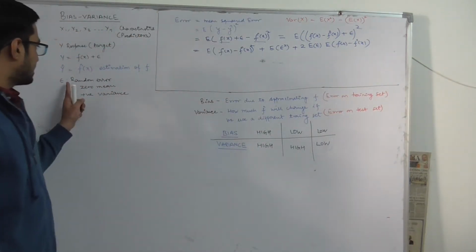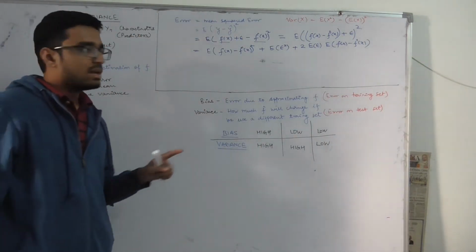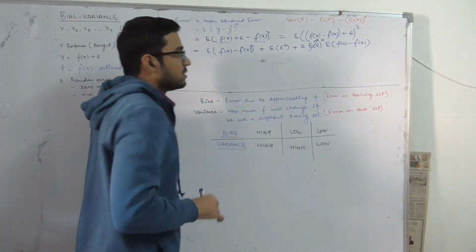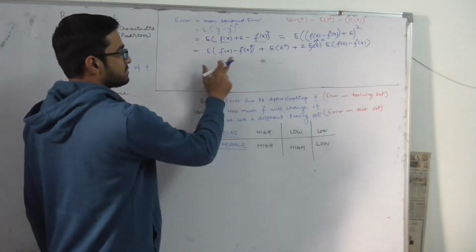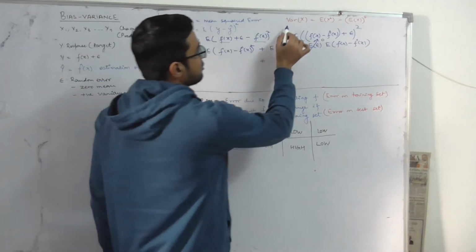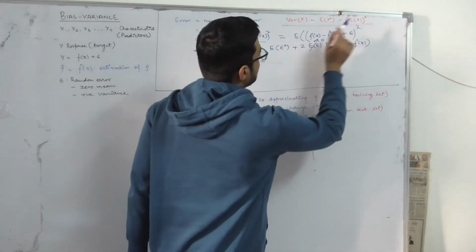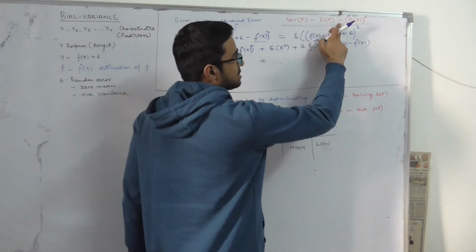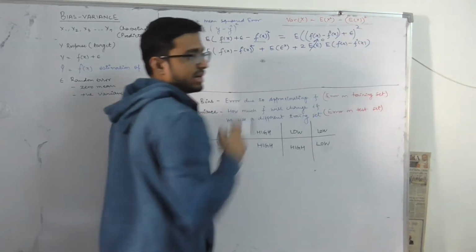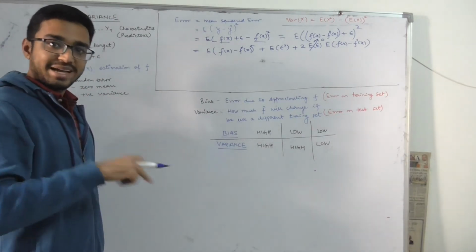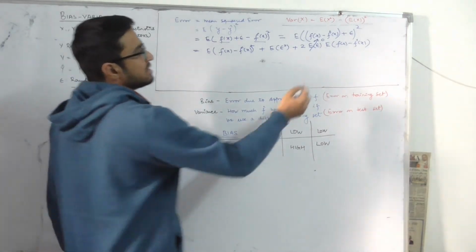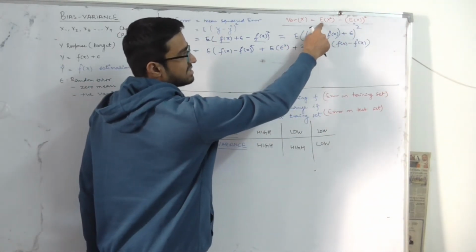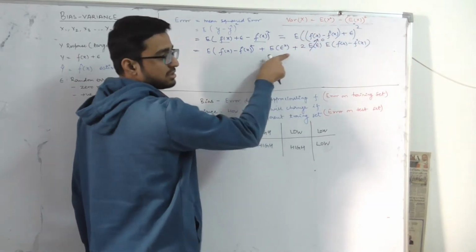Now we have defined that the random error has a zero mean. That means the mean term would be 0. That means this term is 0. So we are left with two terms. And if you remember this equality, that variance of x is defined as expected value of x square minus (expected value of x) whole square. Now for epsilon, this term is 0 because the mean is 0. So the expected value of epsilon square is the variance term.